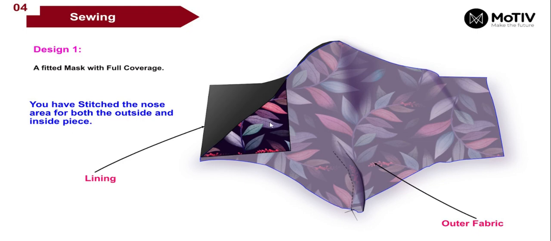Now, while you do this, you have to make sure that the right sides, the part that is going to be on the outside and the part that is going to be on the inside. So you make sure that the right sides of both the outer fabric and the lining are facing each other. And on the outside here, you are able to see the inside part of that outer fabric. So you bring them together, and now we are going to stitch along the perimeter.